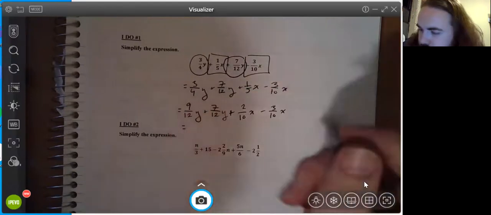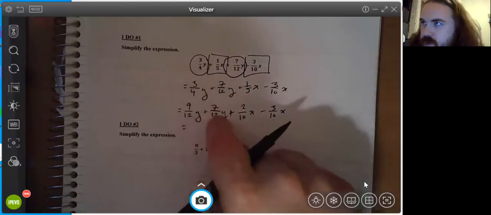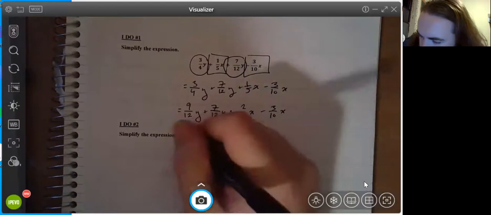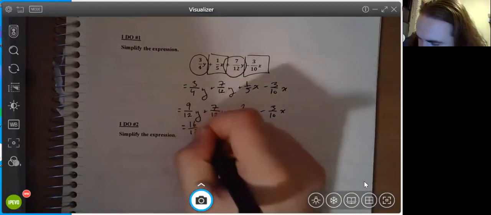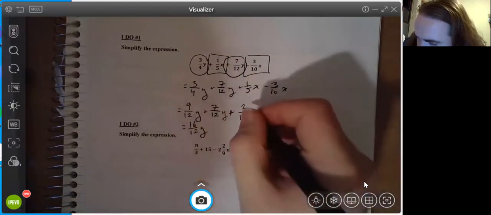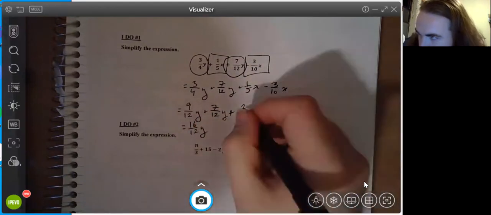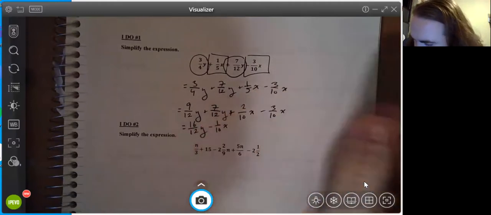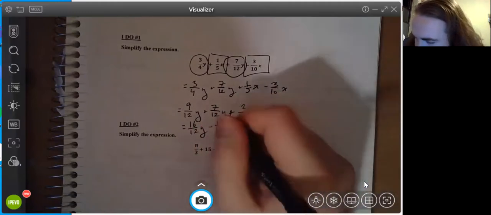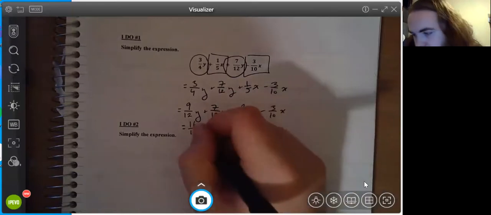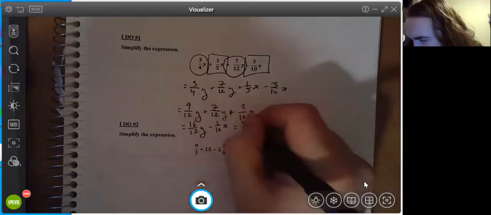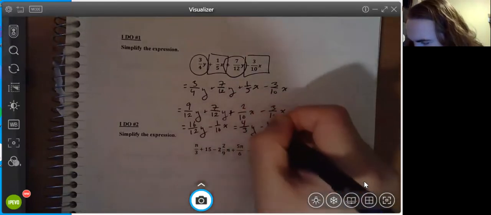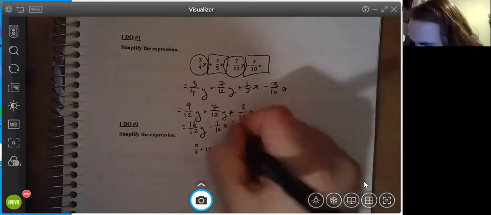Now I combine my terms, 9/12 plus 7/12. 9 plus 7 is 16. So 16/12 y plus 2/10 minus 3/10. 2 minus 3 is -1. -1/10 x. 1/10 can't be simplified, but 16/12 can. They can both be divided by 4. That's 4/3 y minus 1/10 x.